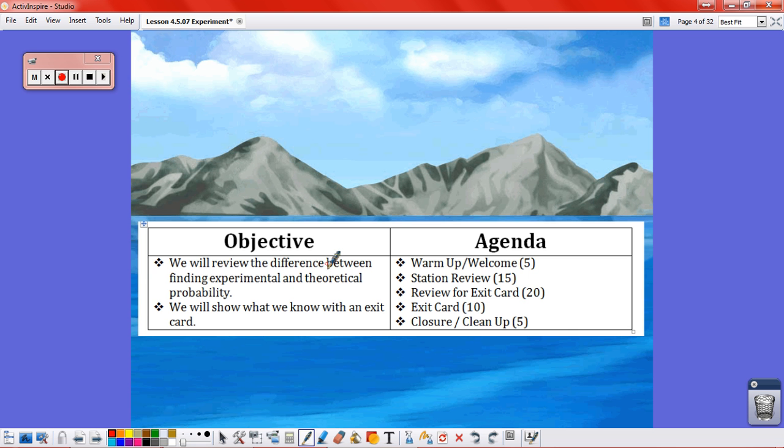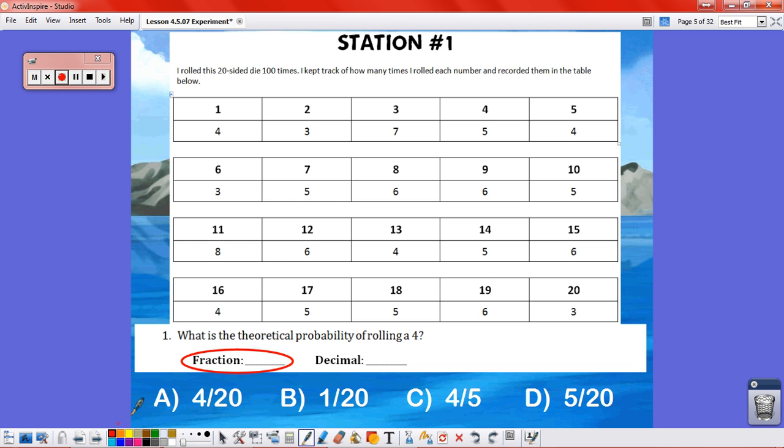So we're reviewing the difference between finding experimental and theoretical probability, and the kids had an exit card this day. I'm going to buzz through these pretty quickly. This is based on some stations that we did in class last time, the class before this. So the idea here is I rolled this 20-sided die 100 times. I kept track of how many times I rolled each number and recorded them in the table below.